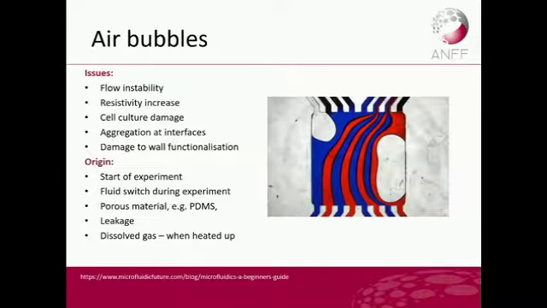It can be at the start of the experiment when you set up, you actually have some air bubble gap in your syringe, so you just need to remove that air bubble as much as possible. Fluid switching: whenever you switch fluid between experiments, you can always generate bubbles at that stage. PDMS is actually porous, so depending on the gas flow and so forth, it can generate gas within the system itself. Leakage: any leakage can be an introduction of air bubbles. And also if there's dissolved gas in the solution, when you heat it up, you can create air bubbles.